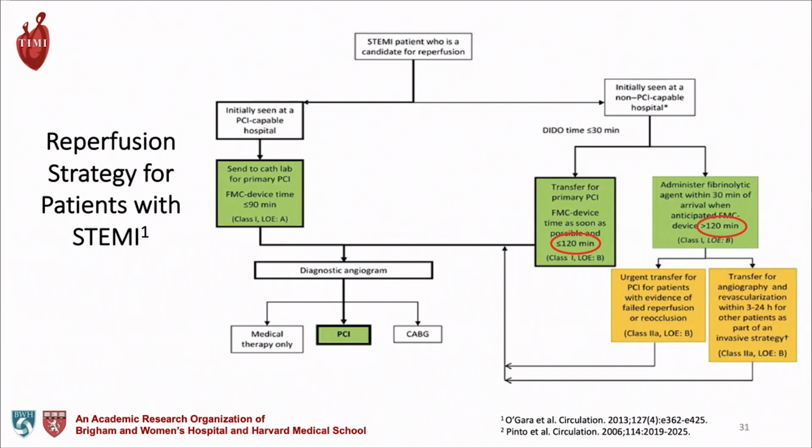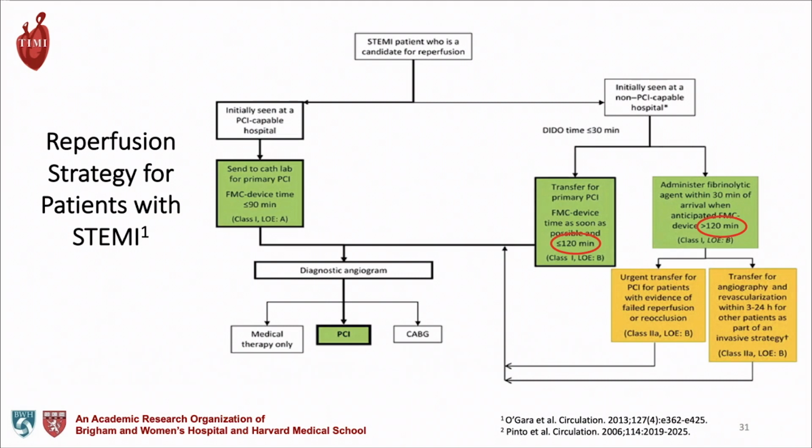And so if we move to the left on the algorithm, if patients initially present to a PCI-capable hospital with a STEMI, they should go straight to the cath lab, and the goal is to have their door to balloon time be less than 90 minutes. On the other hand, if we move to the right side of the algorithm, if patients are initially seen at a non-PCI capable hospital, the decision that we're tasked with is whether or not to treat them with fibrinolytics, clot-busting medications to try to dissolve the coronary thrombus, or to try to transfer them to a primary PCI center.